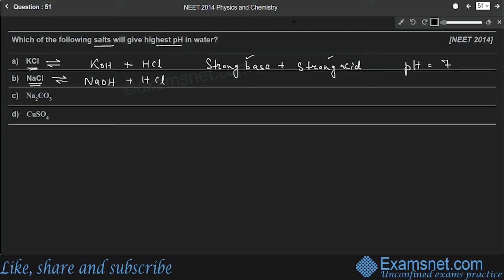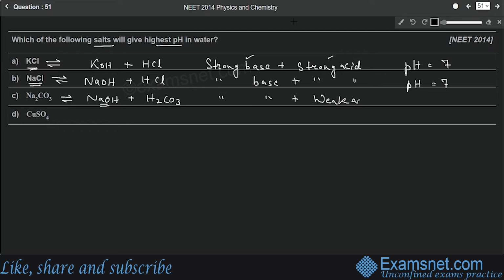Okay. So NaOH is a strong base again and HCl is also a strong acid. So this time also we have a strong base plus strong acid. That means again the pH will be 7. Then the third one is Na2CO3. So what is the base and acid in this case? On hydrolyzing it, we'll get NaOH plus H2CO3.